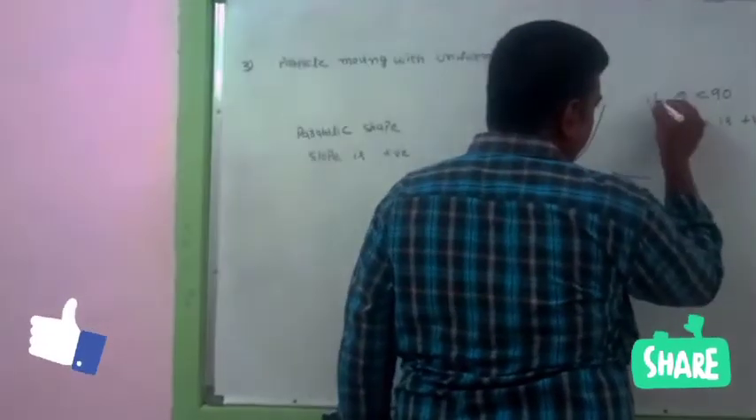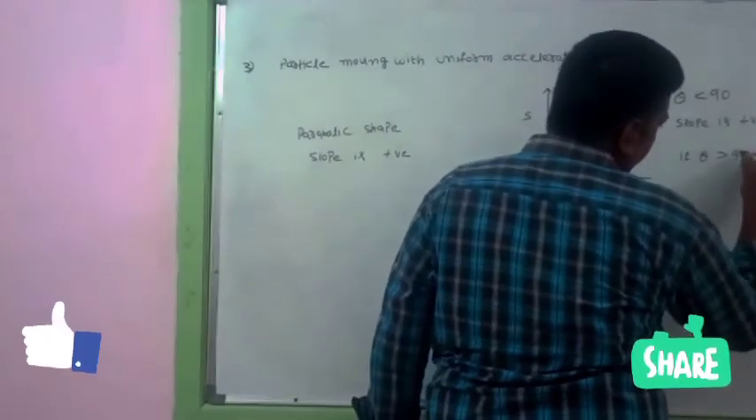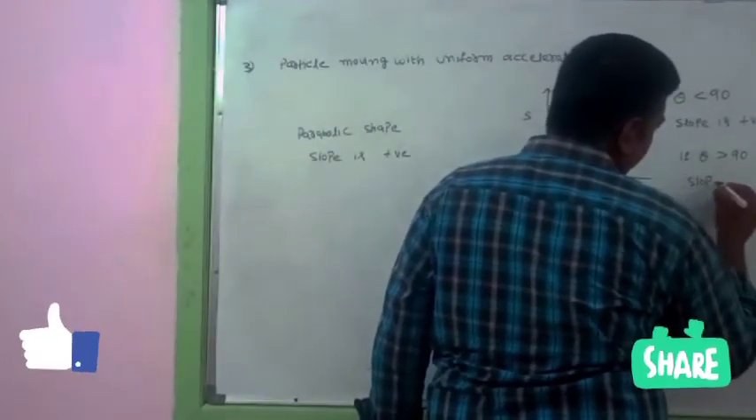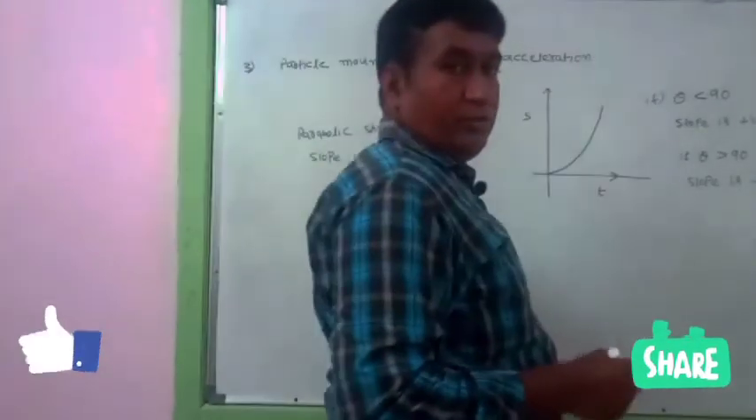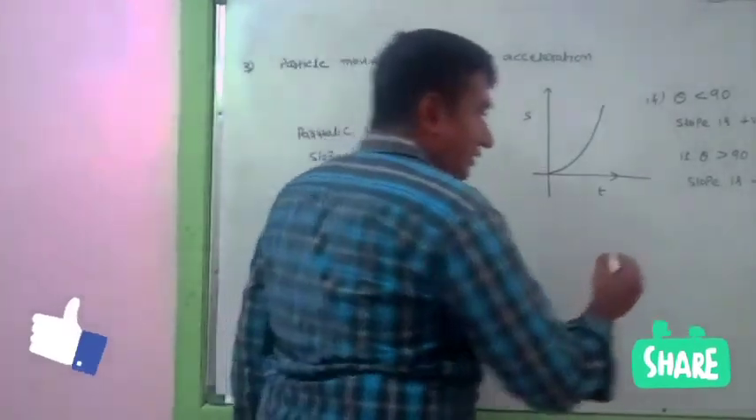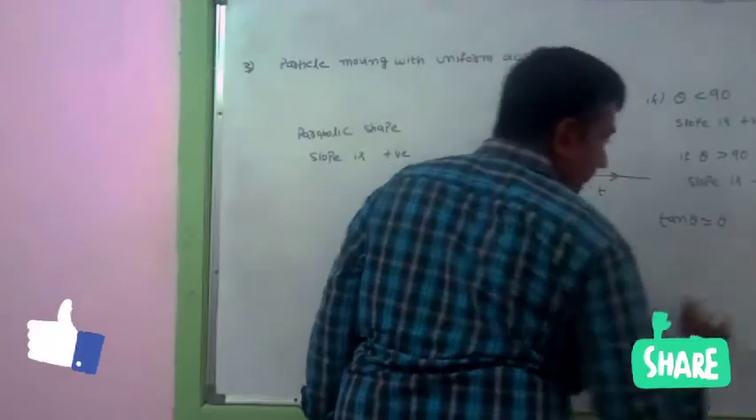If theta is greater than 90, in such a case we get slope as negative. As I said previously, tan theta is nearly equal to theta.